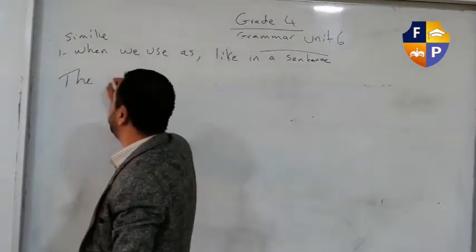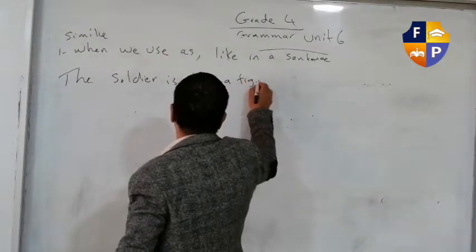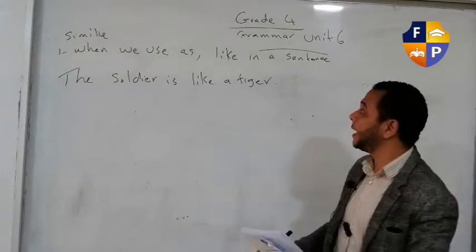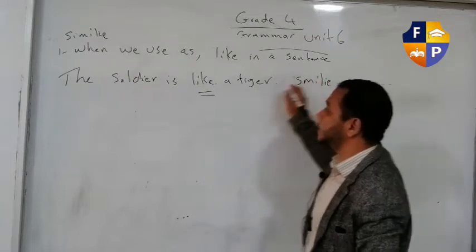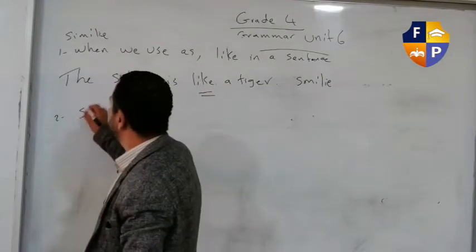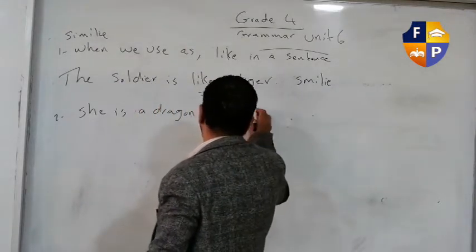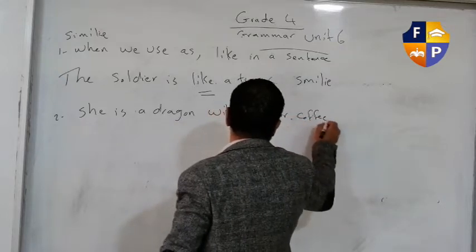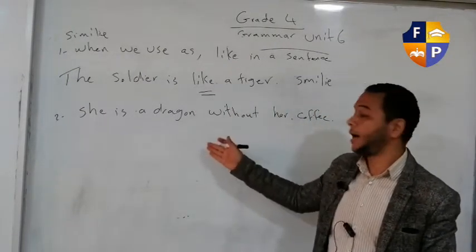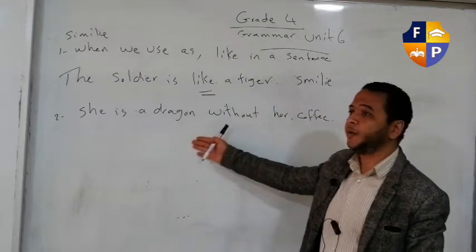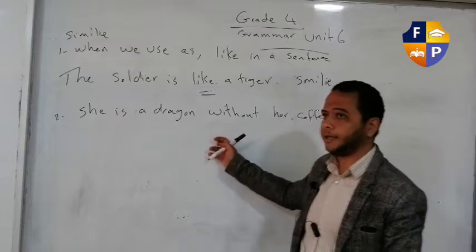For example, the boy or the soldier is like a tiger. Look at this sentence. The soldier is like a tiger. Here, in this sentence, I use like, so it's a simile. Number 2, she is a dragon without her coffee. In this sentence, I don't use as or like. I compare this character, this person. She is very angry without drinking her coffee. So this is a metaphor because I don't use here as or like.